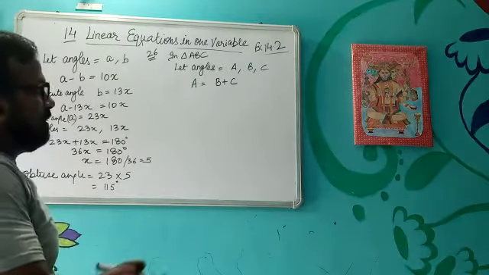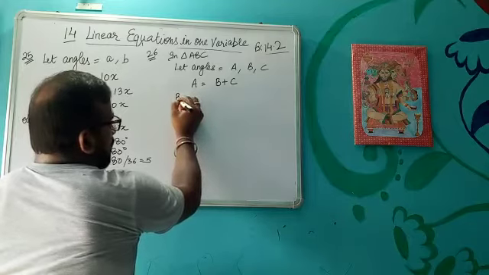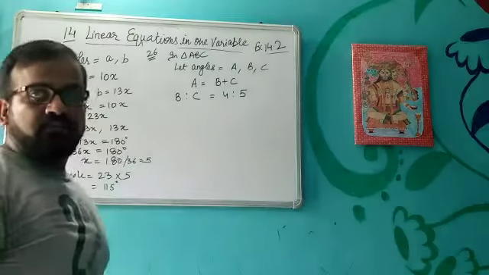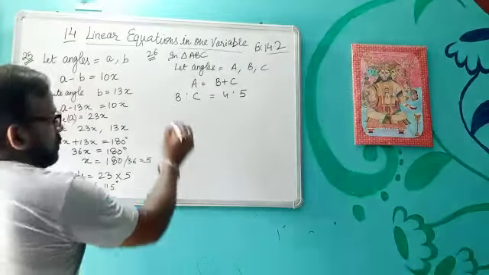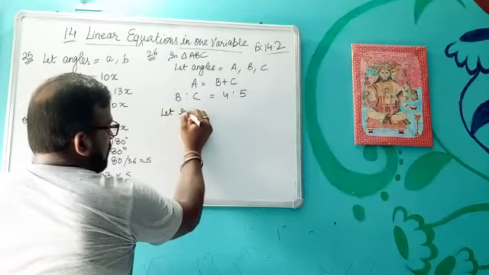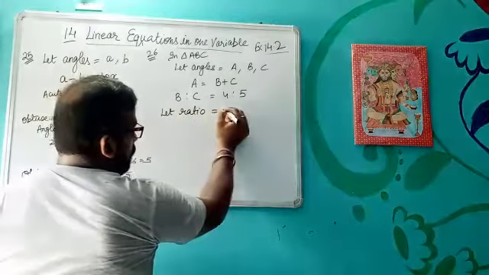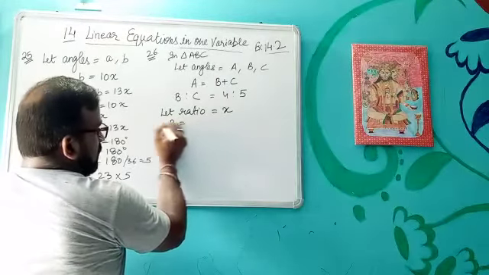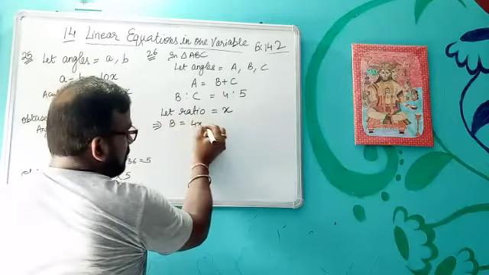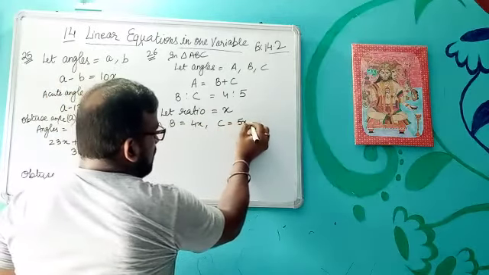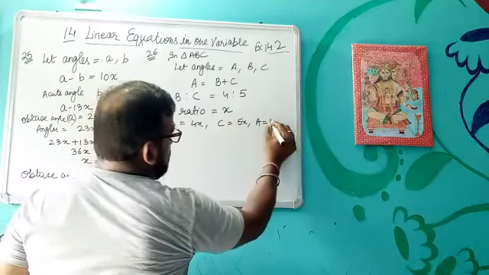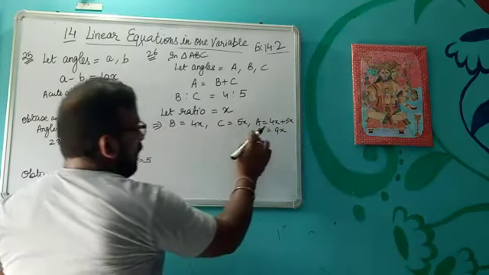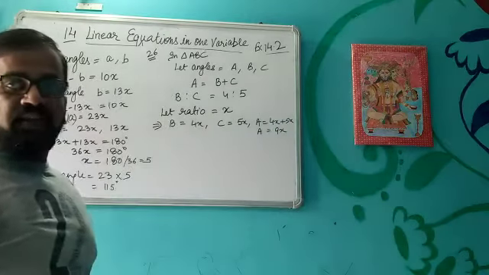Then what else is given? B ratio C is 4:5. So how I will do? I will assume let ratio equal to x. So what is B? This means B will be 4x. C will be 5x. And A is how much? B plus C, that is 9x. So now I have all the three angles in terms of x.